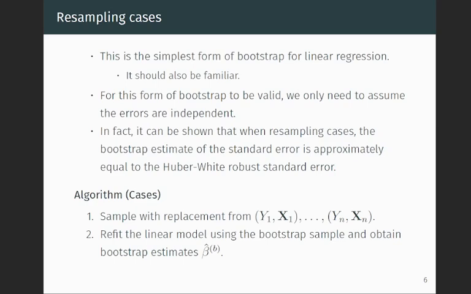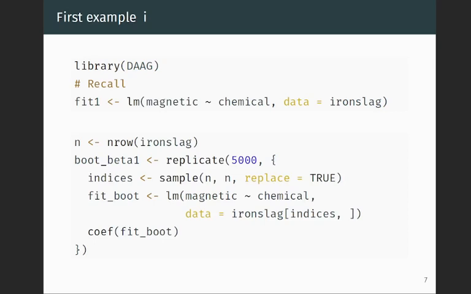Okay, so let's look at an example of how you can do this. We're going to focus on an example that we've already looked at from the DAAG package. We had this dataset ironslag, containing iron content measurements using two different methods, a magnetic method and a chemical method. Here we're fitting this model, lm of magnetic tilde chemical, comma, data equals ironslag. So that's our first fit.